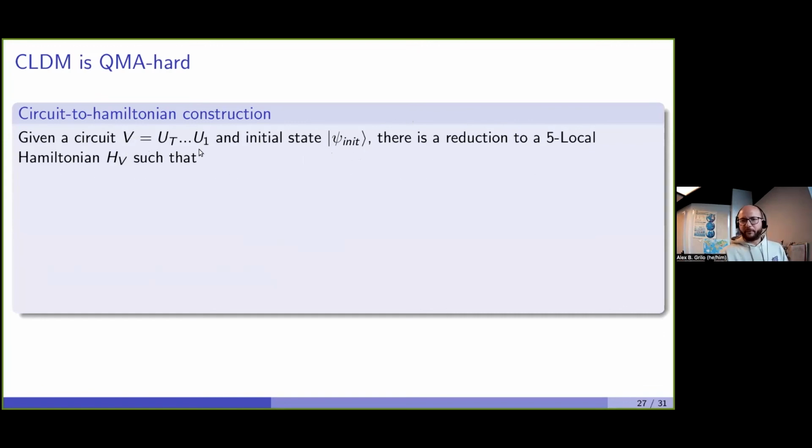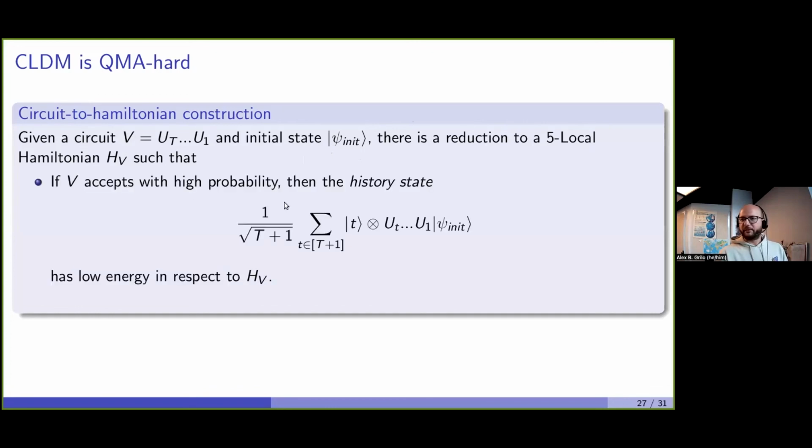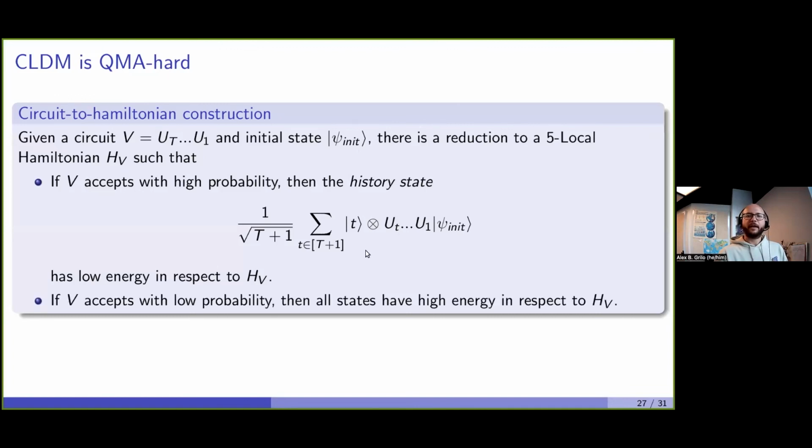One thing that you need from this QMA verification is that we can reduce it to the 5-local Hamiltonian, so we can map this quantum circuit to a Hamiltonian such that the ground state is the history state. The ground state of the Hamiltonian is the superposition over all snapshots of the computation of V on the initial state psi init. This Hamiltonian H_V has low energy if and only if the verification accepts with high probability.